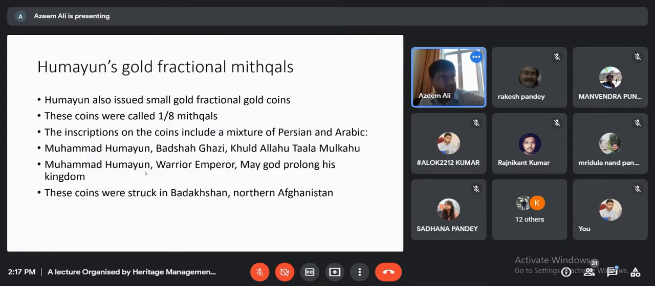And Humayun also struck fractional gold coins such as these, quite small. And these coins were called 1/8 mithqals. And the inscriptions on the coins include a mixture of Persian and Arabic. Muhammad Humayun Badshah Ghazi Khalad Allahu Ta'ala Mulkahu, which means Muhammad Humayun, warrior emperor, may God prolong his kingdom. And these coins were struck in Badakhshan, which is now in northern Afghanistan.